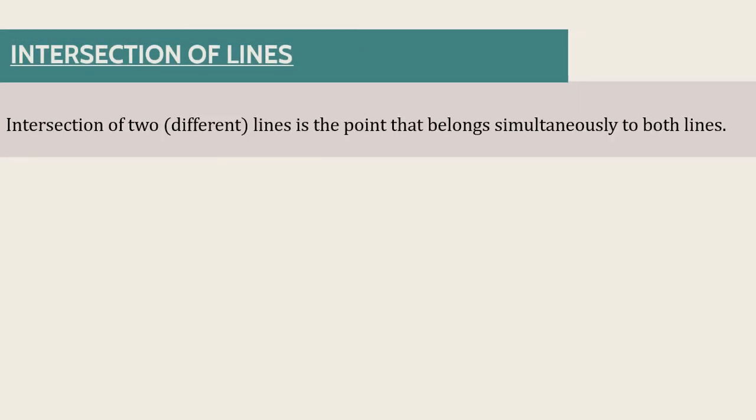Alright, now comes the last part of the lesson: the intersection of lines. We begin with the intersection of two different lines, because three lines may have an intersection or no intersection at all. So we will use the most basic and general case, in which we have two different lines. The intersection of two different lines is a point that belongs simultaneously to both lines.